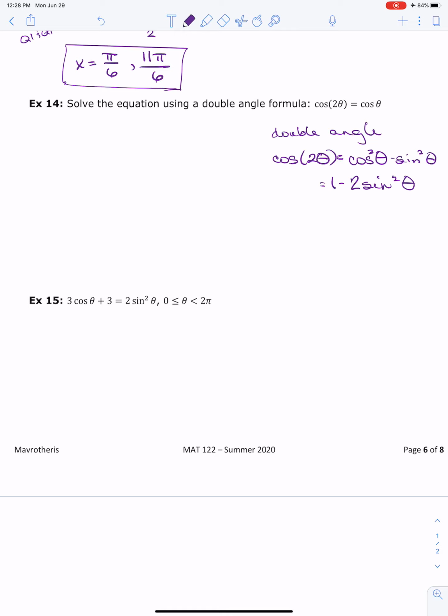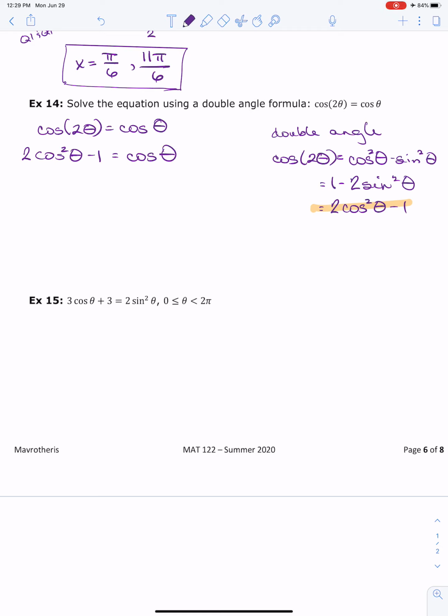I still don't want to mix cosines and sines if I can avoid it. Or I have 2 cosine squared theta minus 1. And I think that's going to be the way to go because at least I keep everything in terms of cosine thetas. So I'm going to go ahead and use this to replace my left-hand side. So let me rewrite that here so we can follow. We've got cosine 2 theta equals cosine theta. I can rewrite that cosine 2 theta as 2 cosine squared theta minus 1.